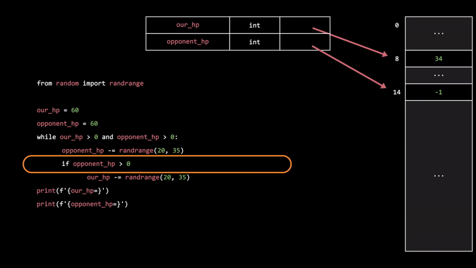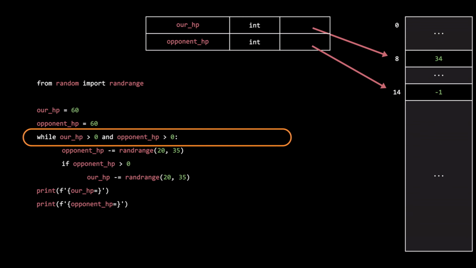So we go back up to the beginning of the loop, getting a little ahead of myself here, and evaluate the condition again. So now in this case, our HP is 34, that's greater than 0, but opponent HP is -1, which is not greater than 0. So this evaluates to true and false, which is false.